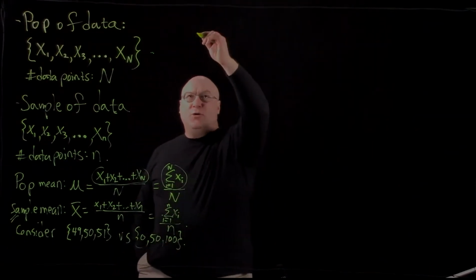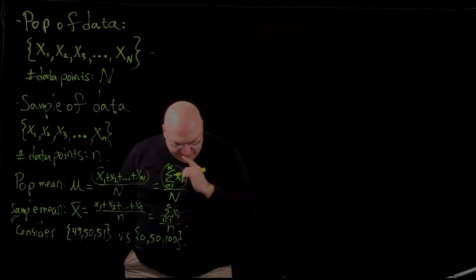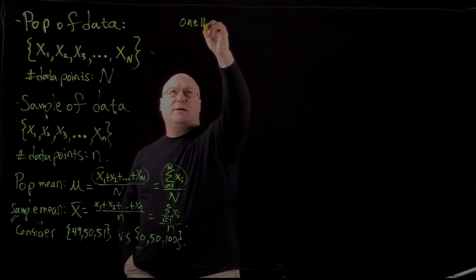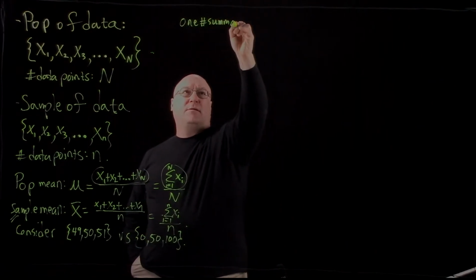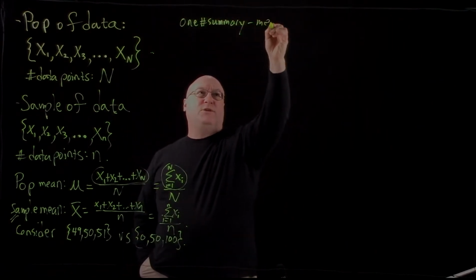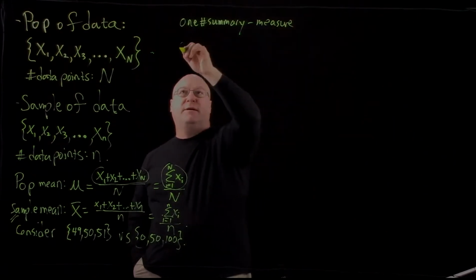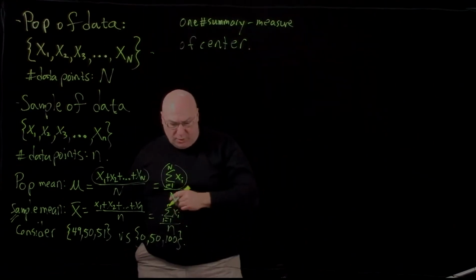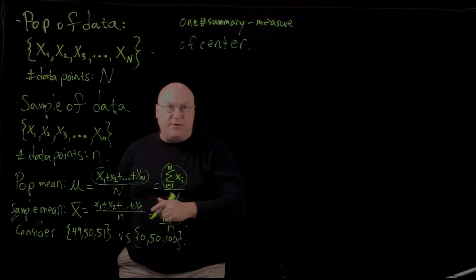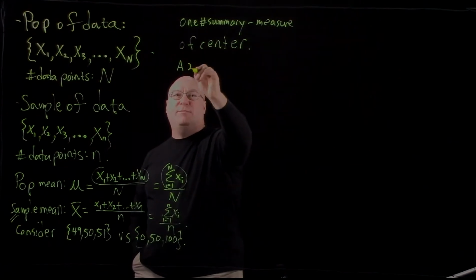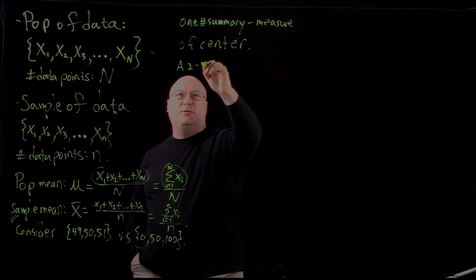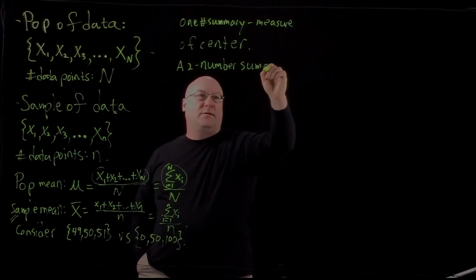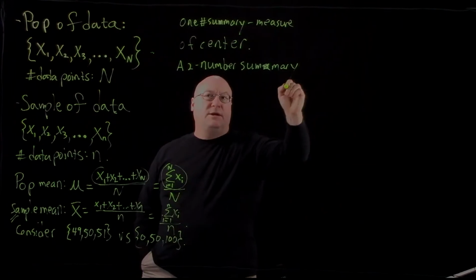data set. So if you recall, we had a one-number summary, and we often said we use a measure of center for that, such as the mean or maybe the median, right? Well, what we're going to do now is look at a two-number summary. Let me write it out: two-number summary of a data set.